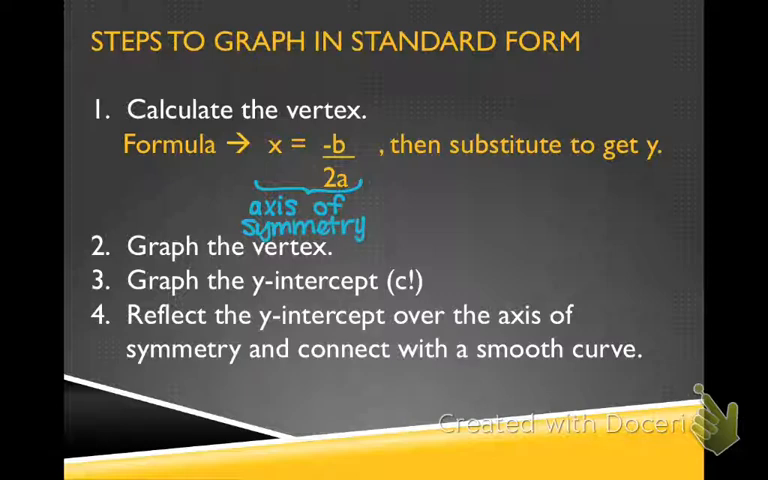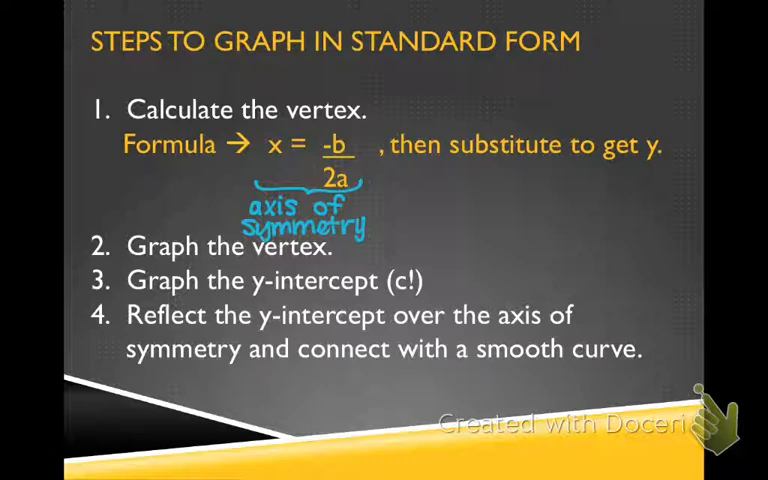Which is important. If I ever asked you to state the vertex and the axis of symmetry, the x by itself would be your axis of symmetry, and then you'd take that number and plug it back in to get y. Substitute in the original equation to get that. Once you get that x and y, that tells you your vertex. So you'll put that on the graph, and then you really have two options from there. One is that you can just plot the c value, which is your y-intercept. Remember, that'll go on the y-axis.